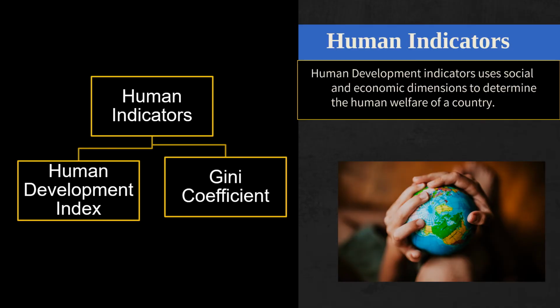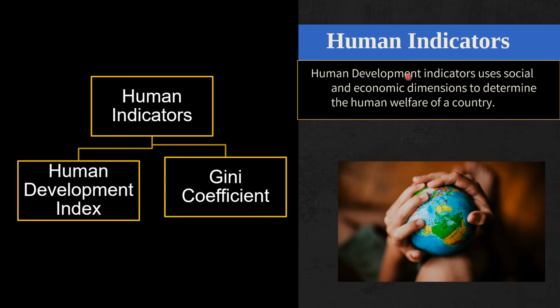So what is human development? Human development is a view of development which sees people as the means and ends of development, and they have to be provided with the opportunities to develop themselves. There are different indicators of human development. These are the Human Development Index and the Gini Coefficient.